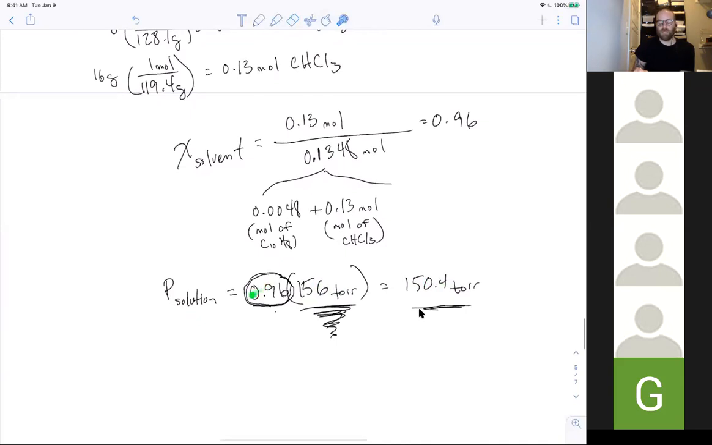But as this number gets smaller, so the amount of chloroform that's there gets smaller, that means the non-volatile solute gets larger. You can see that this number is going to decrease. So if this was 0.5, this would be closer to 75 over here. So that's sort of the result we expect. It's a super straightforward equation. But yeah, you've got to calculate the mole fraction. That's really the only tricky thing.